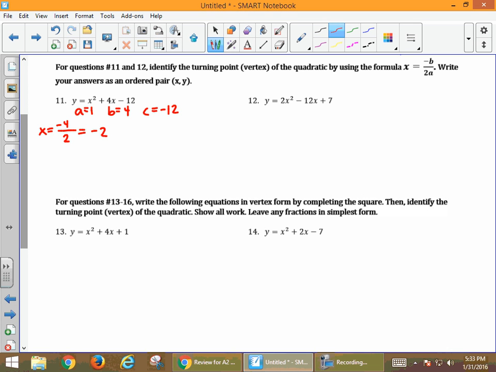To find the y value, I'll have to plug negative 2 into the equation. Negative 2 squared plus 4 times negative 2 minus 12. 4 minus 8 minus 12.